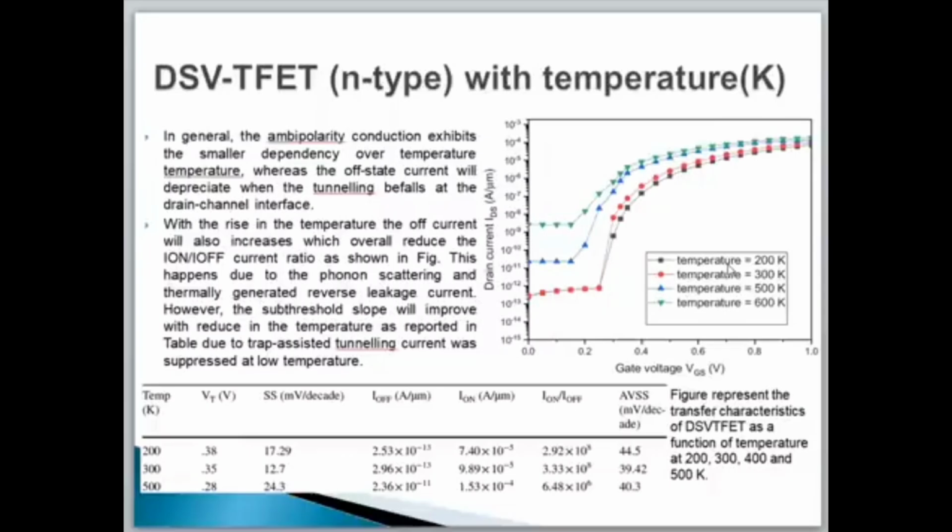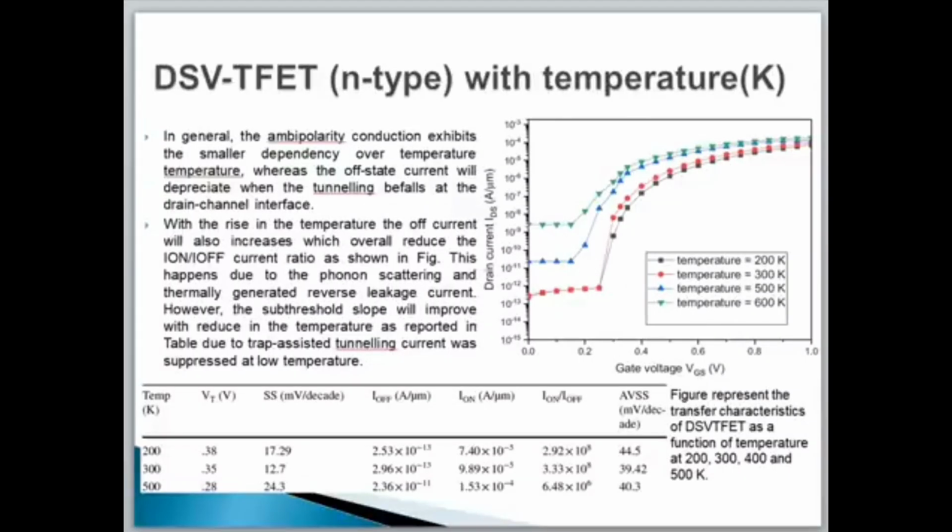You can note down from the figure, if you are increasing the temperature from 200 Kelvin to 600 Kelvin, the off current will start increasing due to the thermally generated reverse leakage current. The off current at about 300 Kelvin is about 10 raised to power minus 12 to 10 raised to power minus 13. If you are increasing the temperature, it will increase the minority carriers in the device and increase the off current up to 10 raised to power minus 8 to 9.